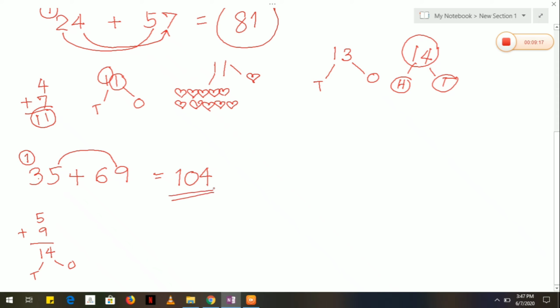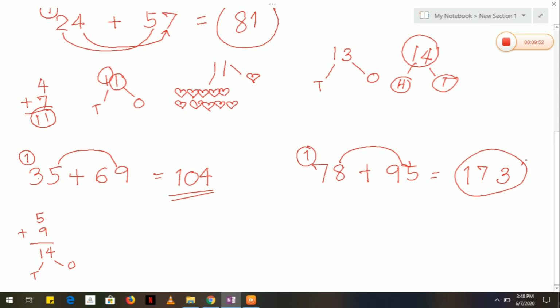You understand? Okay, final example. So we have here 78 plus 95. So add again, 8 plus 5 is equal to 13, carry over 1, 1 plus 7 is 8, 8 plus 9 is 17. And that is the final answer.